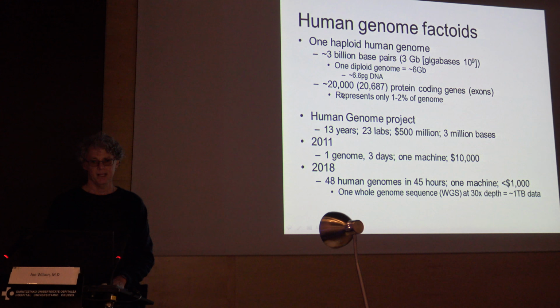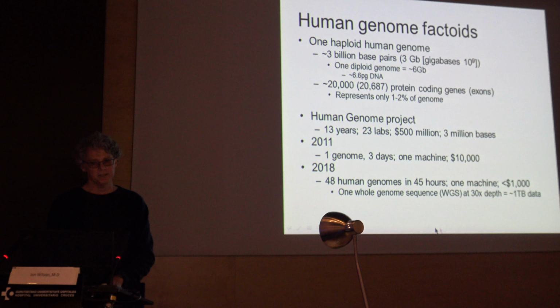As far as the amount of progress we've made, the Human Genome Project took 13 years, 23 labs, and 500 million dollars for 3 million bases. And now we have platforms that can do 48 human genomes in 45 hours, on one machine, at about $1,000 a piece. When you look at the data scale, one genome at 30x depth is about a terabyte of data. So you're looking at huge infrastructure in order to be able to manage the data as well.